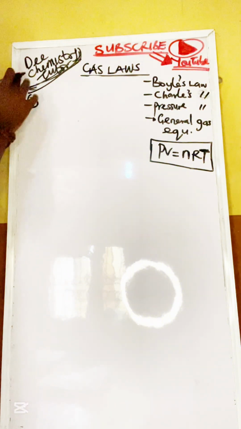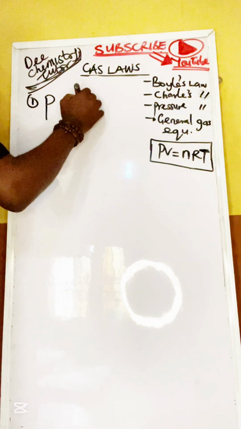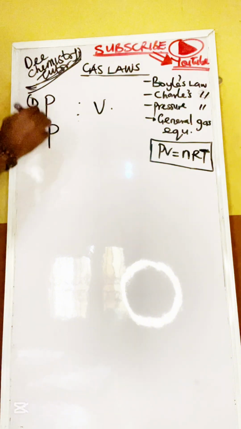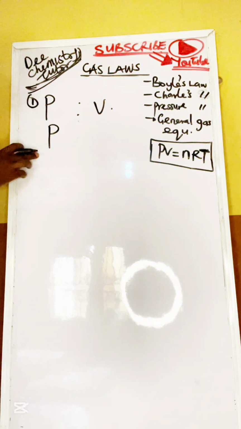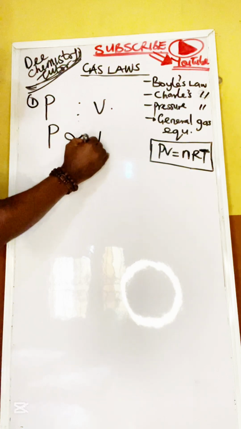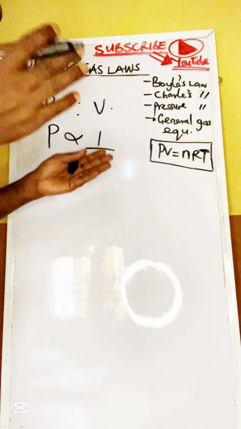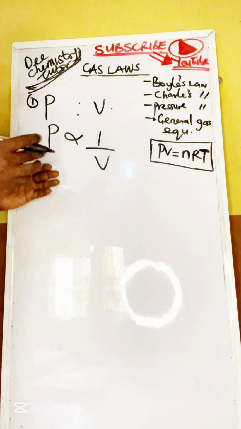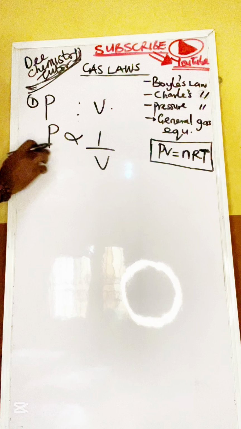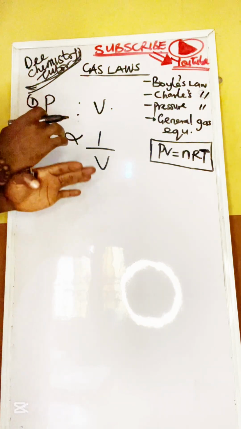Now, Boyle's law is comparing what we call pressure and volume. So it states that the pressure of a fixed mass of a gas, at a constant temperature, is inversely proportional to the volume. Some people define it in different ways, but what it's trying to say is that the temperature must be kept constant while the pressure is inversely proportional to the volume. This is a very good concept.